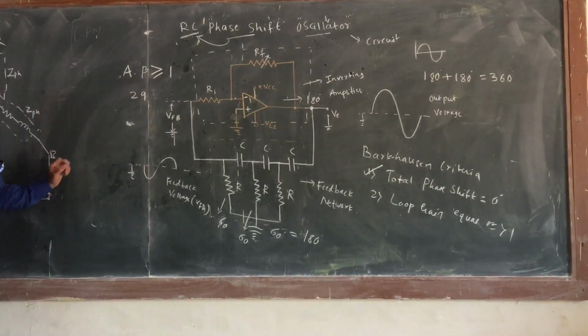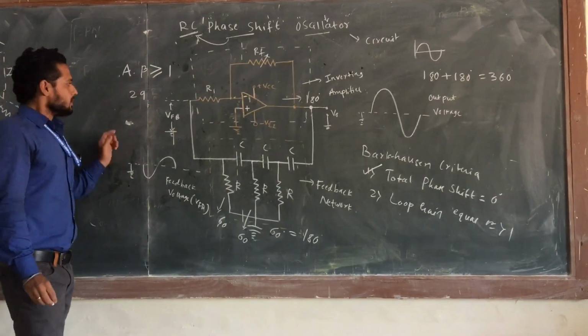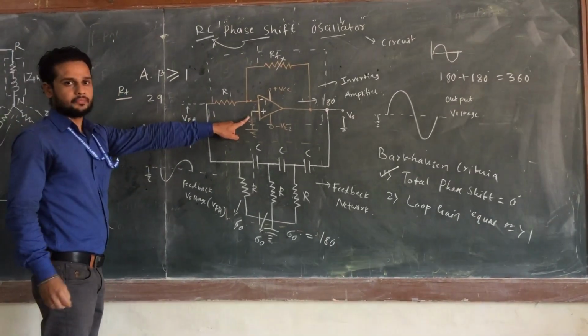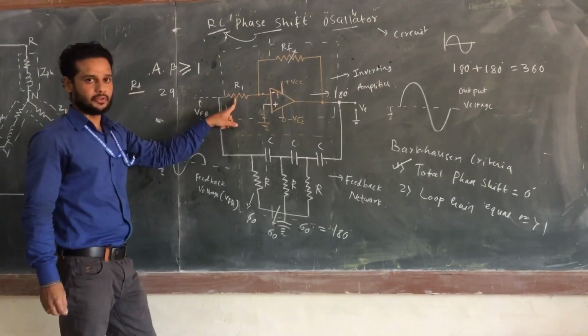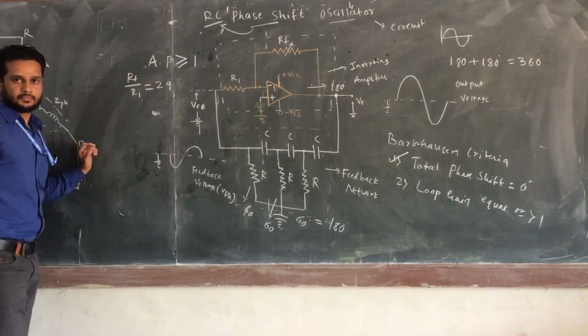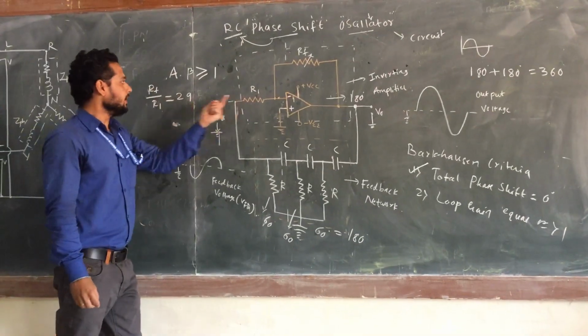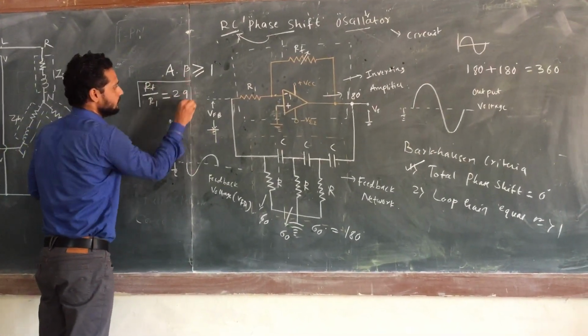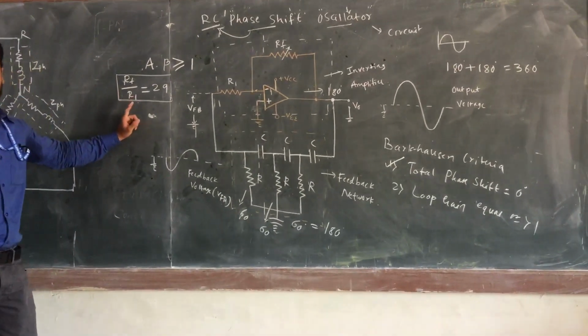It must have an attenuation factor of 29. So this means the gain of this op amp, which is denoted as RF by R1, must be equal to 29. So the amplifier gain will be equal to 29. There is a separate derivation for this one. Right now we are not going for that one.